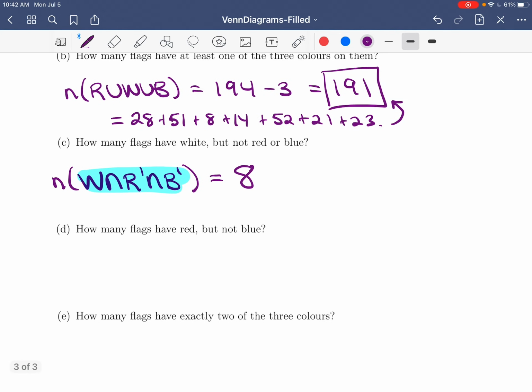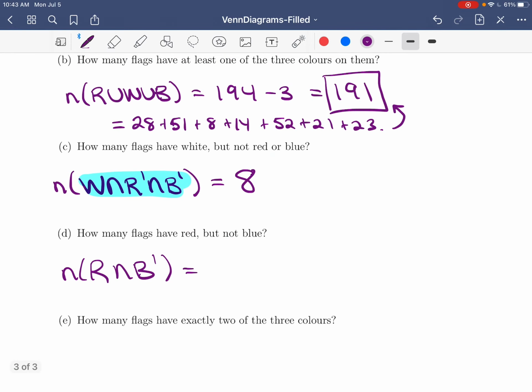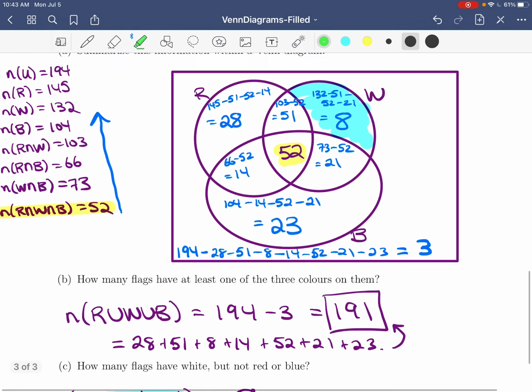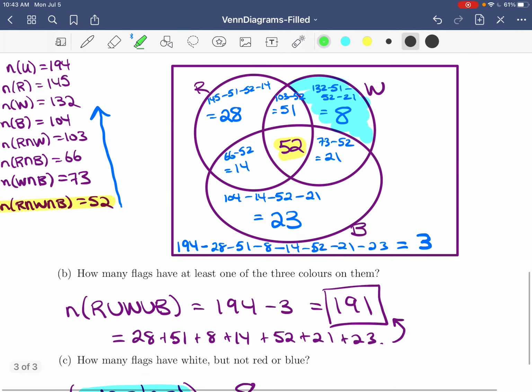Okay, now the next one is similar, except it doesn't say anything about white. So they have red, but they don't have blue. So that's the number with red and not blue, so blue complement. Okay, so this is going to be more than one basic region. Let me just pick a color here. I can use green. Okay, so for this one, they're in red, but they're not in blue, but they may or may not be in white.